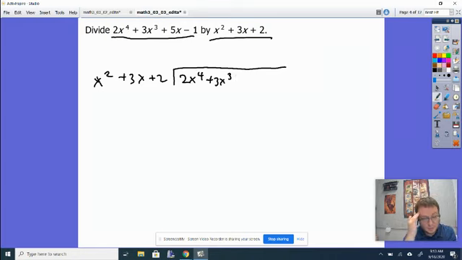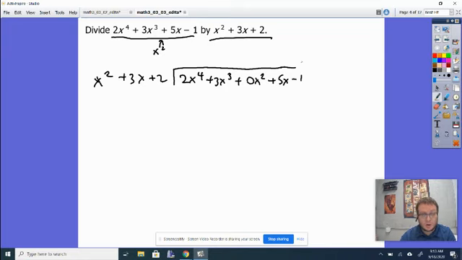Now I need to be careful here because I don't have an x squared term. Any terms that are missing, and this is very important because I'm going to show you 2 ways to divide today, anytime a term is missing, we must put a placeholder. In this case, we're always going to use 0, because I can add 0 to something and not change it. Plus 5x minus 1.